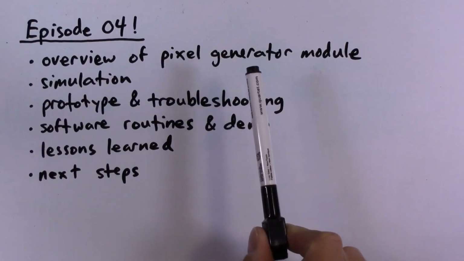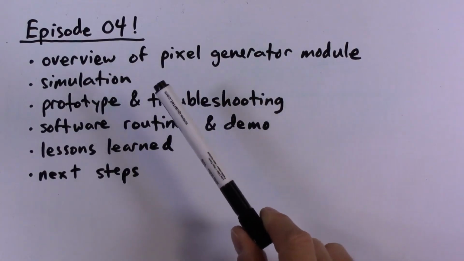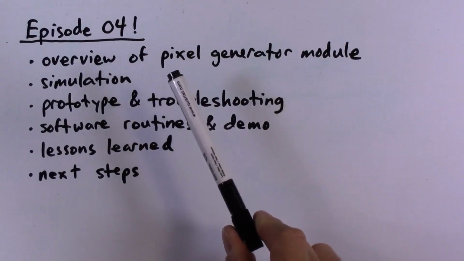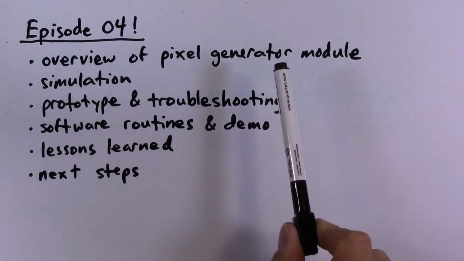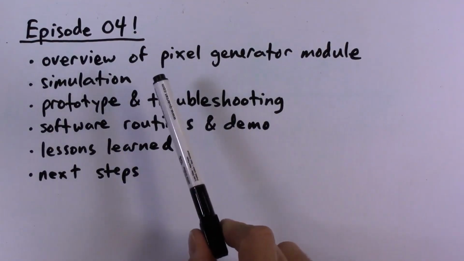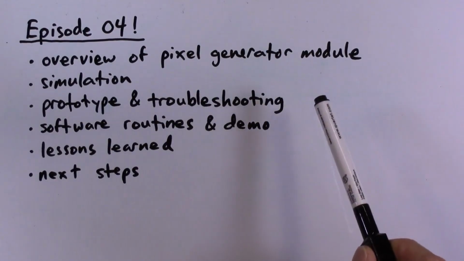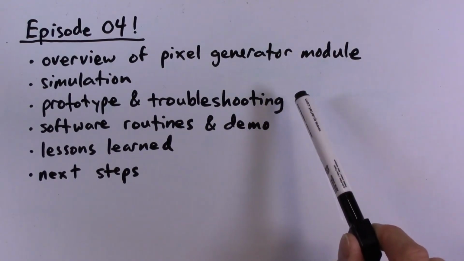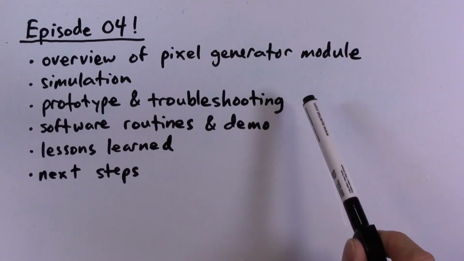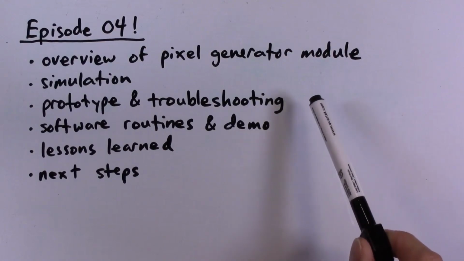That's the module that takes the character and attribute data fetched from video memory and renders them as a sequence of colored pixels on the display. I'll show you a simulation that I use to gain confidence that the design is correct. I will show you what I went through in building the prototype and troubleshooting it, which was fairly interesting, but I did get it working.